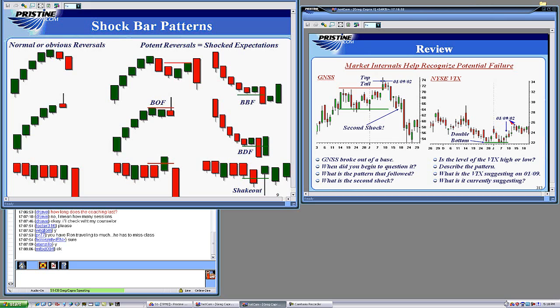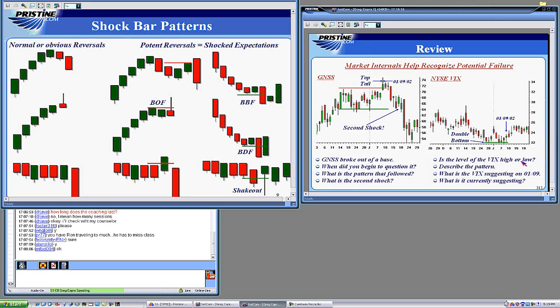And so here, this was November 9th of 2002. This had formed this double bottom. Bottoming tail bar, topping tail bar in the stock. And so the VIX was giving us a warning. The market might be near a pullback time.